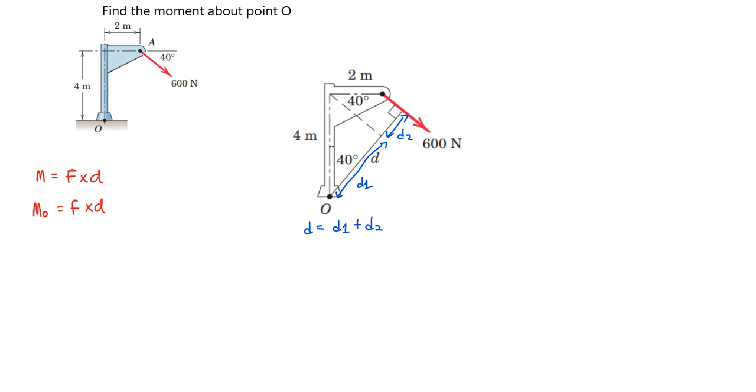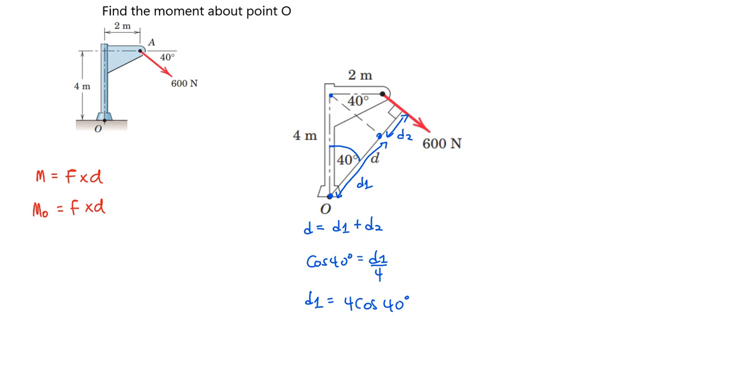From this triangle that we have here, let me indicate the corner point. You see that D1 is adjacent to the 40 degrees. So you can see that cosine of 40 degrees will be equal to D1 over 4 meters. So D1 will be equal to 4 cosine of 40 degrees. So that will be D1.